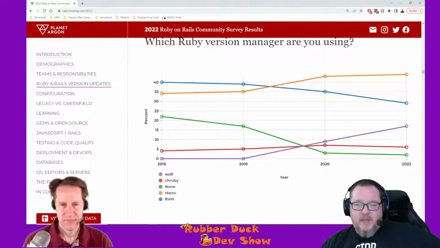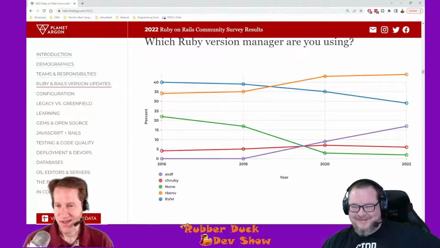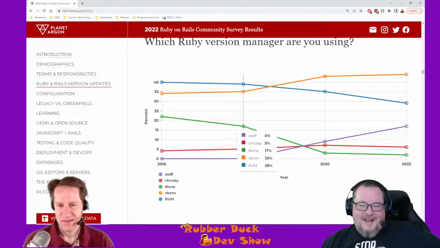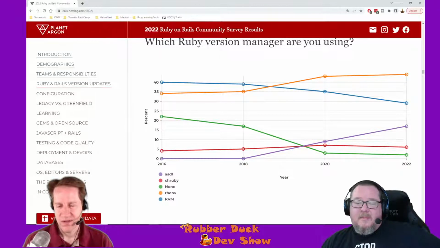Which Ruby version manager are you using? RBENV. Why would you use anything else? Well, now that you asked, look at ASDF. Yeah, I see that's going up. I haven't messed with that. I don't know anything about it.